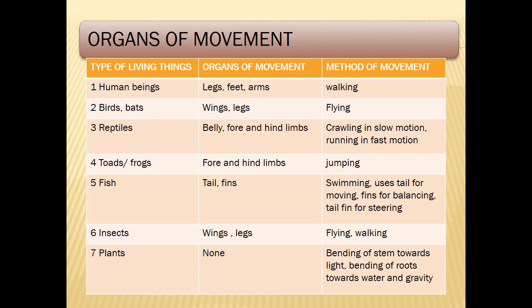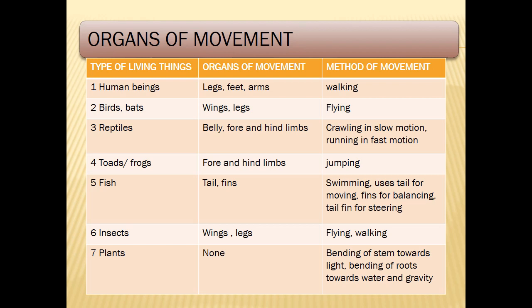And then we move on to look at reasons why living things move from one place to another. We have 5 reasons. Number 1, to obtain food. Number 2, to avoid bad weather. Number 3, to respond to changes in the environment. Number 4, to escape from enemies or danger. And number 5, to seek reproductive mates or sites.